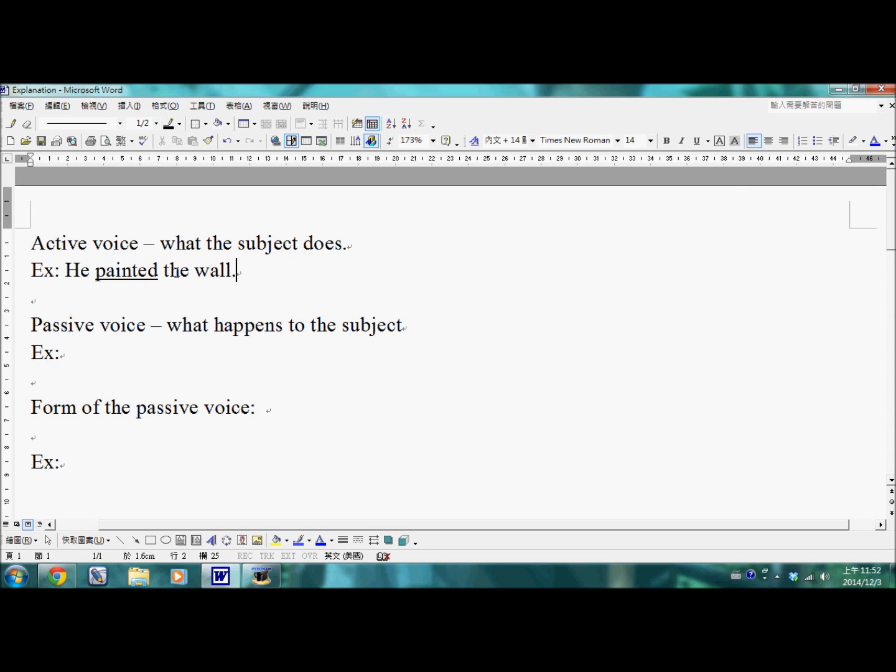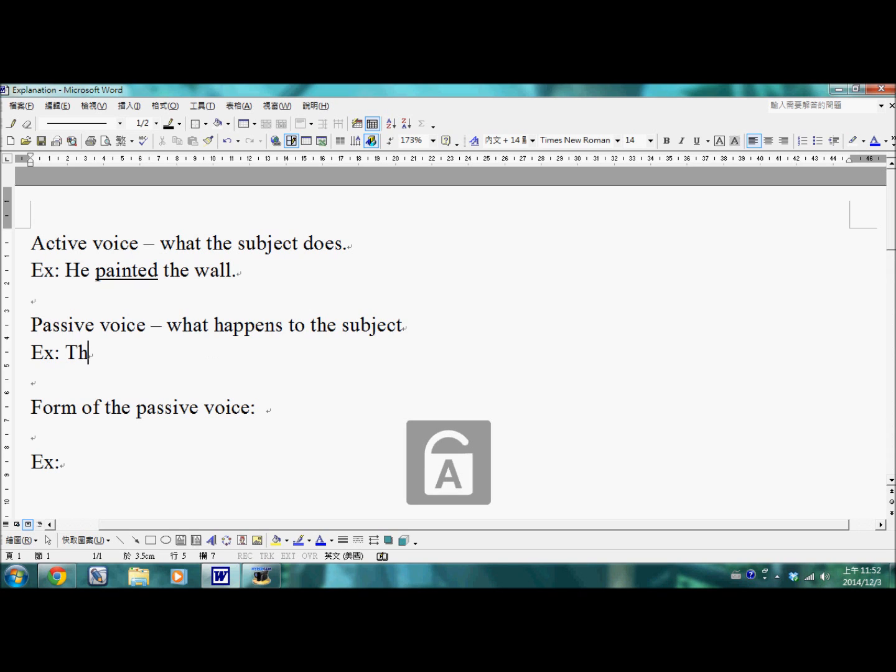But if we want to know what happened to the wall, we must then move the object of the original sentence to the front so that the word wall can be a subject if we want to know what happened to the wall. So in passive voice, no longer do we emphasize on what the subject does, we emphasize on what happens to the subject. So we can do something to the original sentence, rewrite it in the passive voice.